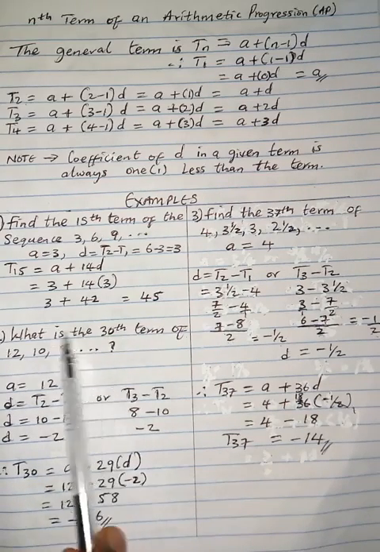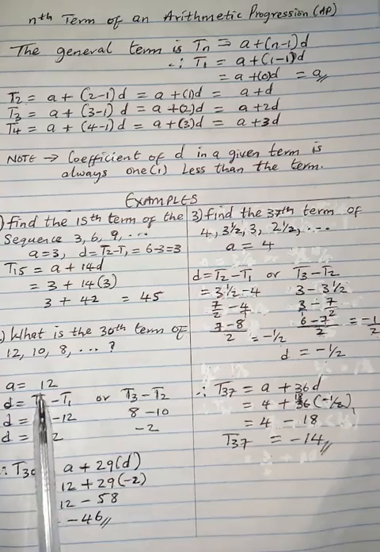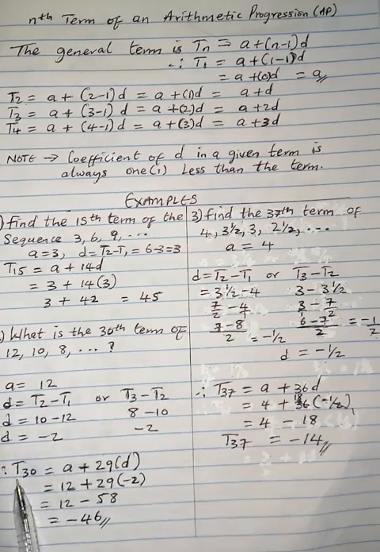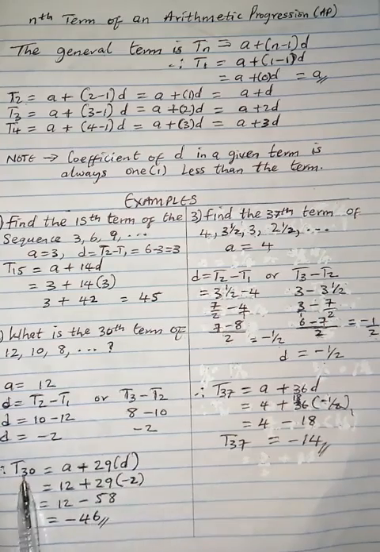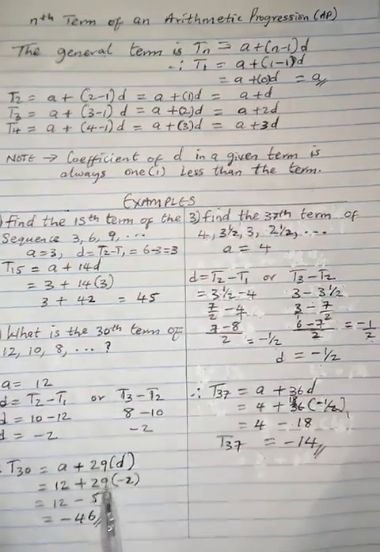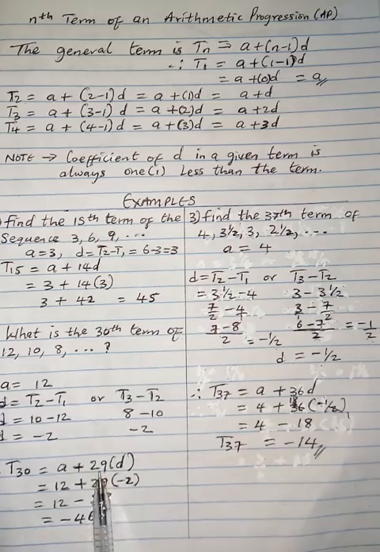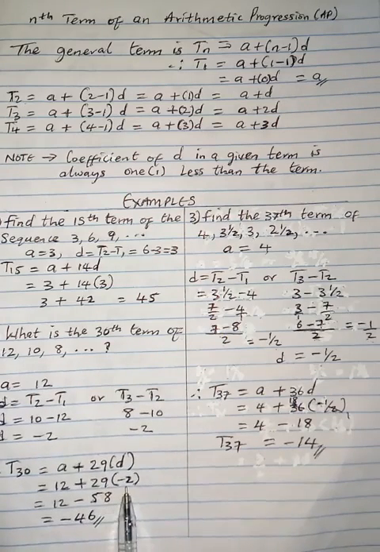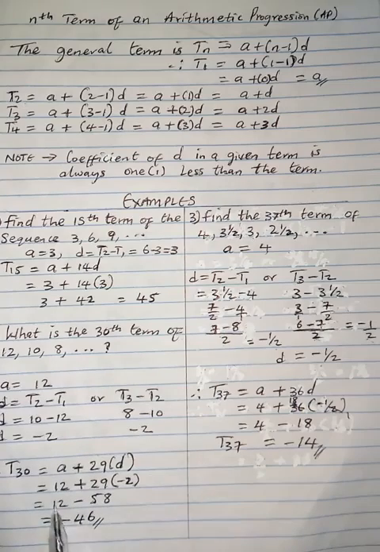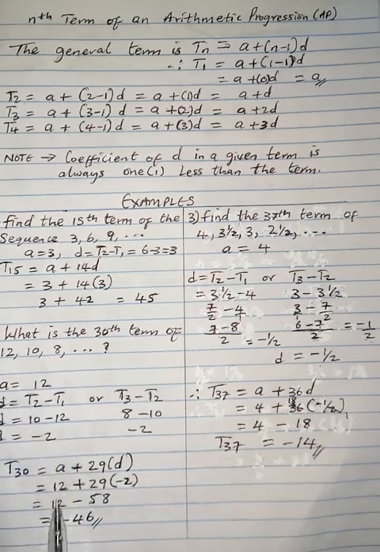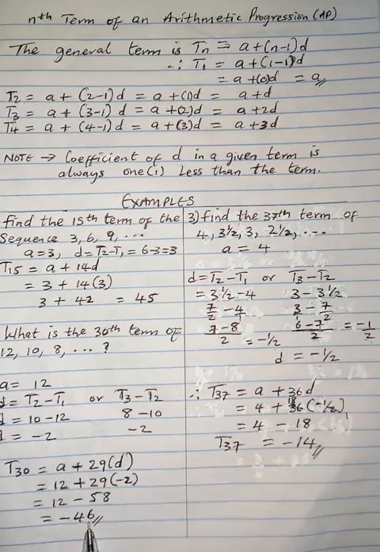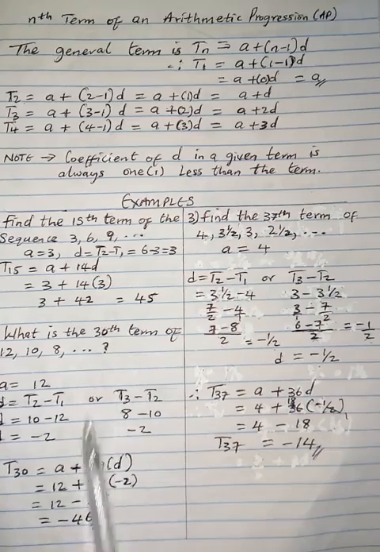Now we have the 30th term. Of course, we are asked to find the 30th term. Since we have our A and our D, our 30th term is equal to A plus 29D. 29 is 1 less than 30, from what we have been doing here. Then 29 times our D, which is minus 2, equals minus 58. Our A is 12, the first term. So 12 minus 58 will give me minus 46. That means the 30th term will be minus 46.